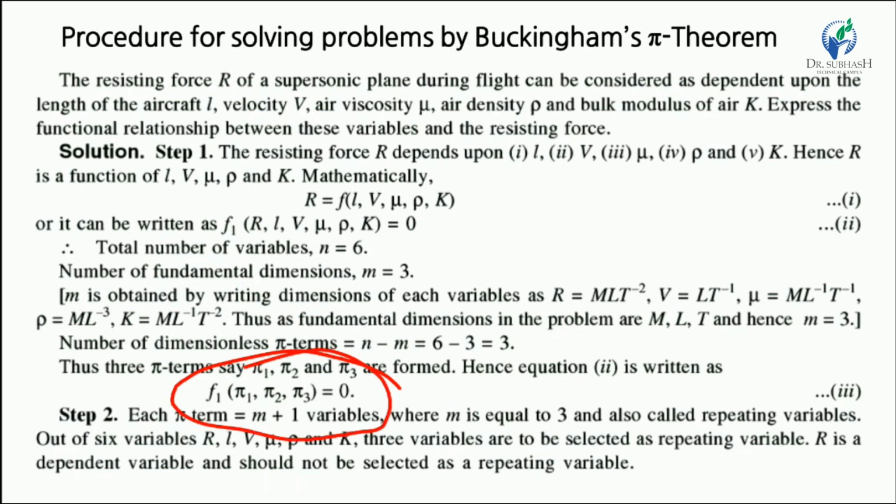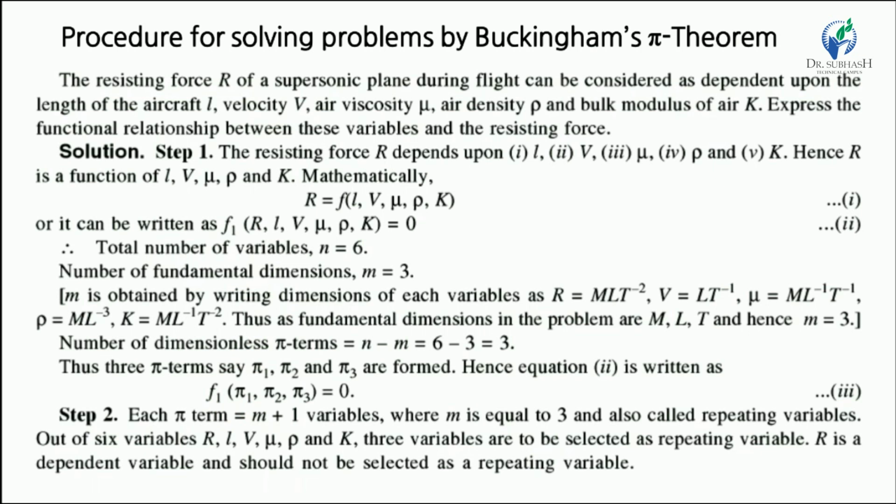How many pi terms are used for this problem? 3 pi terms, and this is decided by n minus 1. We get the value of n minus 1 as 3, so we have to take 3 pi terms to solve the problem.